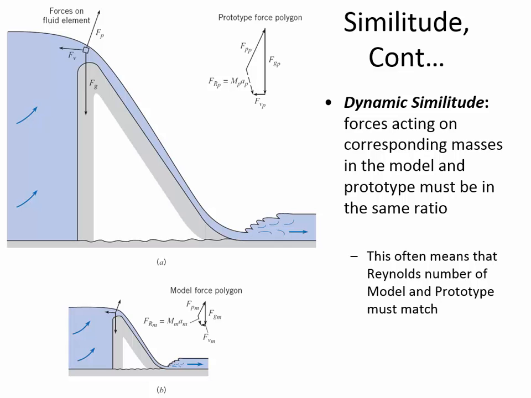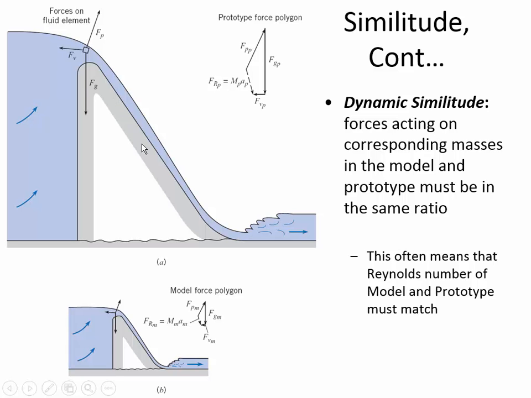Now, you remember Reynolds number is one of the things we've used before to characterize a flow as turbulent or laminar. And one way to calculate the Reynolds number through a pipe is the velocity times the diameter of the pipe divided by the kinematic viscosity of the fluid. And so what they would do is, for the large scale item, they'd find out what is the velocity of water that's going down the spillway.